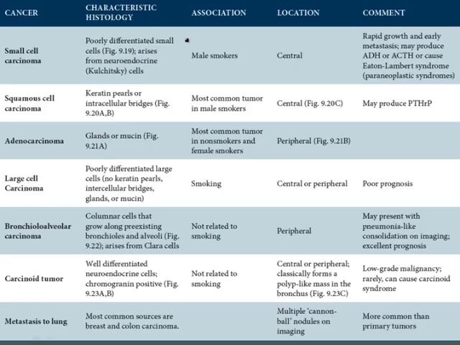Now, the next type of tumor is adenocarcinoma. This is defined by glands or mucin production. So either of these two features would define adenocarcinoma. This is the most common tumor in non-smokers, that's high yield, and it's also the most common tumor in female smokers. Most common tumor in non-smokers and most common tumor in female smokers. This is classically located in a peripheral location, and it's not associated with any paraneoplastic syndrome.